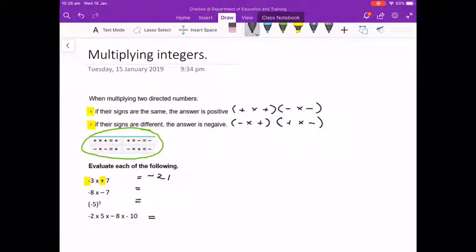Negative 8 times negative 7. Now 8 7s are 56. And we have two of the same symbol, which means the answer is going to be positive.